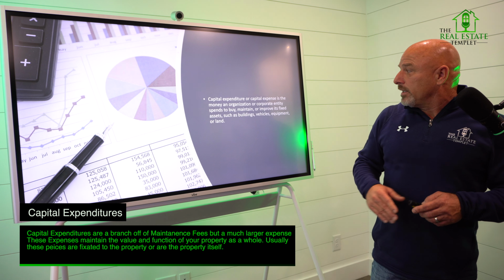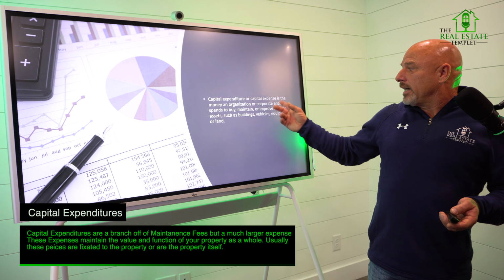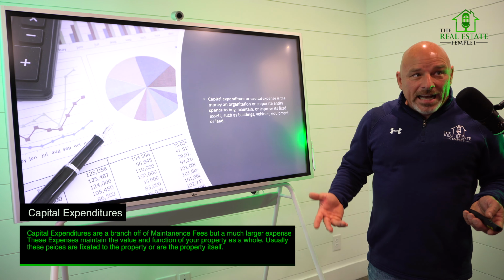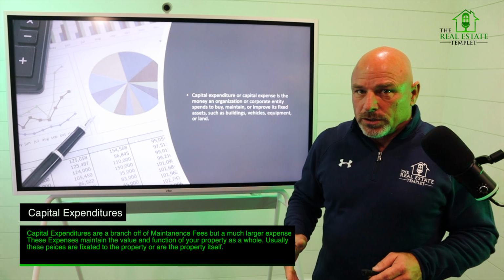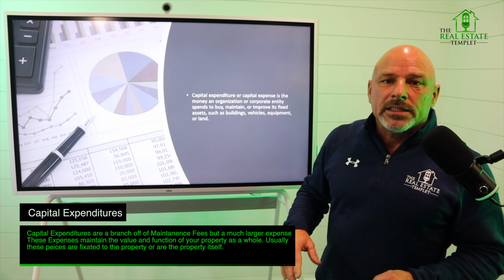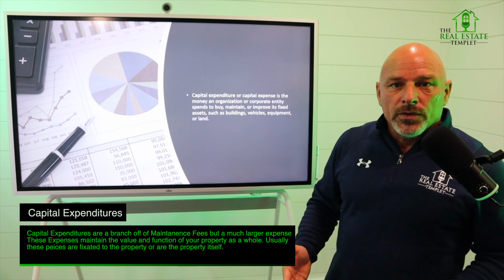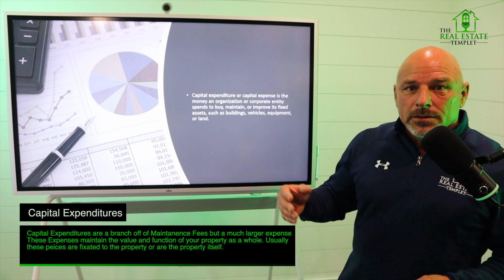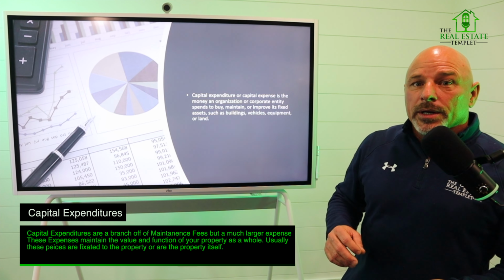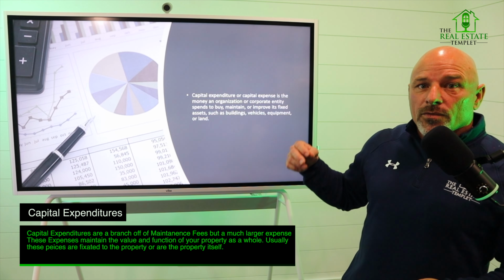So a capital expenditure is a capital expense that an organization or a corporate entity spends to buy, maintain, or improve its assets. So let's say you go buy a house, and we got $254,000 invested in this house, but this house is going to need a new roof in about, let's say, 8 years. I would find out what a roof is going to cost me. I would then divide that number by 8 years, and I would say, okay, I'm going to start putting $800 a year into an account to cover it for when a roof comes in.